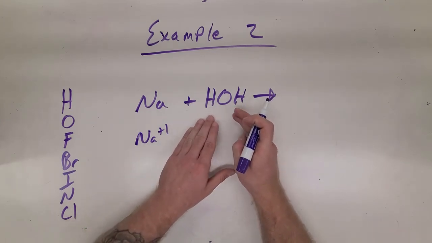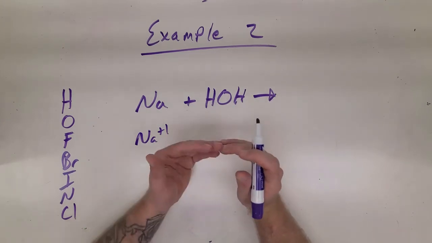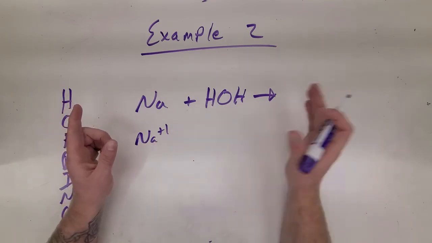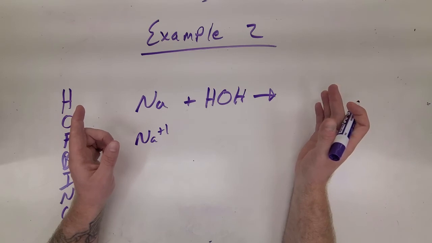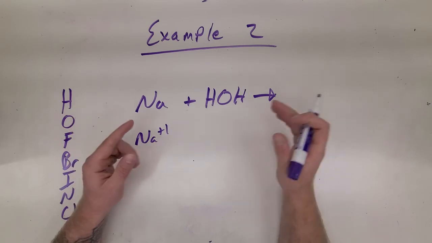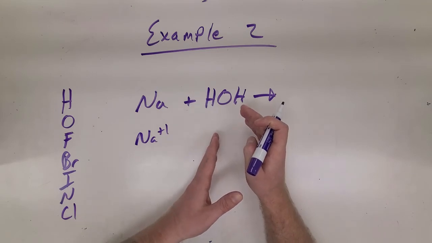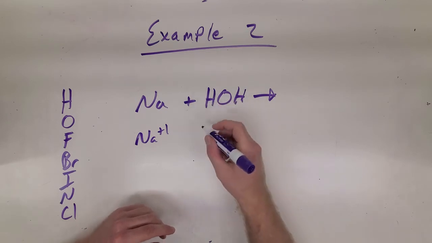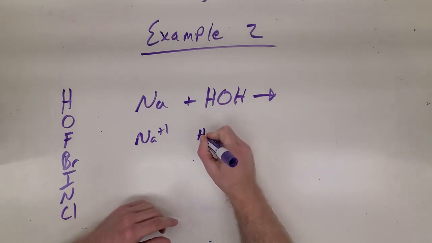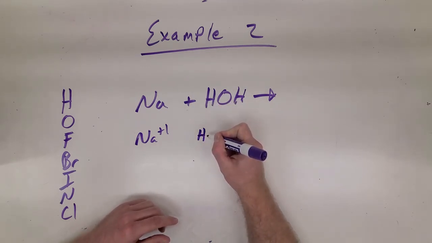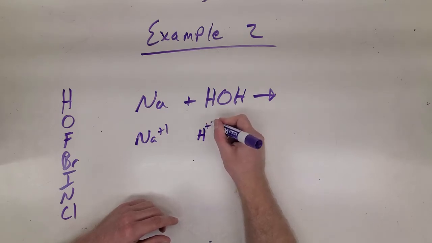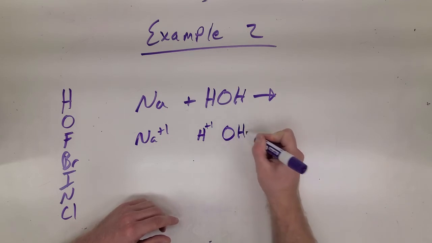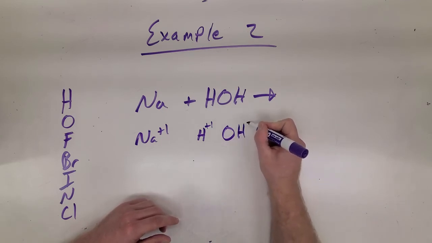I write it like this to show that when water undergoes a chemical reaction, one of the hydrogens leaves and the hydroxide becomes its own ion. So a hydrogen will split off from water and you'll be left with a hydrogen ion and a hydroxide ion. So we would rewrite that as H, which has a +1 charge. And then we rewrite the hydroxide, OH, which has a -1 charge.